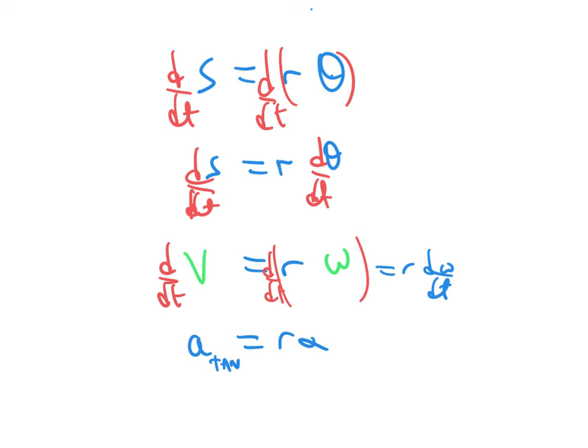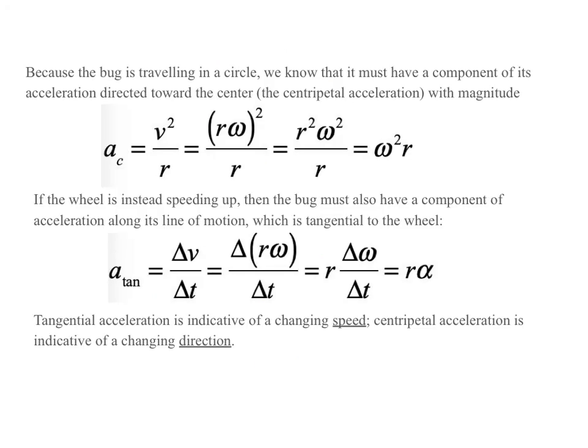All right, because we know that if you go around a circle, there's another important acceleration. Because this bug is traveling in a circle, it must have a component of acceleration towards the center, i.e. the centripetal acceleration, and it has magnitude a sub c equals v squared over r. But we just found that v is omega r, and so we're able to replace v with this, and then square to get r squared omega squared, but there was an r on the bottom, so in the end we get that the centripetal acceleration is omega squared r. A different way of writing it. It's not new or spectacular, it's just a different way of writing it.